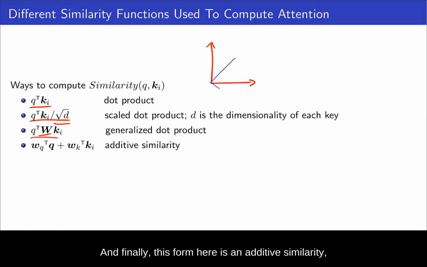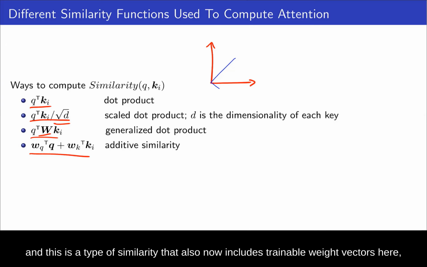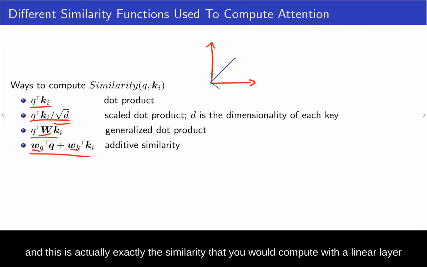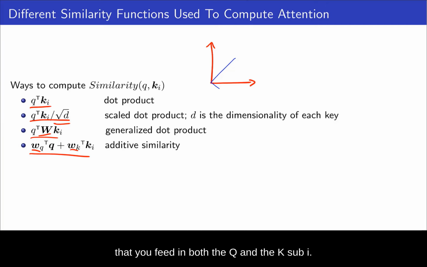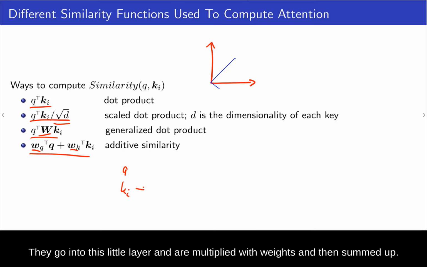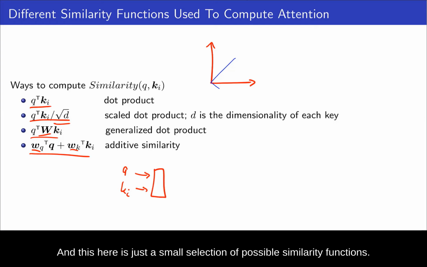And finally, this form here is an additive similarity, and this is a type of similarity that also includes trainable weight vectors. And this is exactly the similarity that you would compute with a linear layer, where you feed in both the q and the k sub i. They go into this little layer and are multiplied with weights and then summed up.